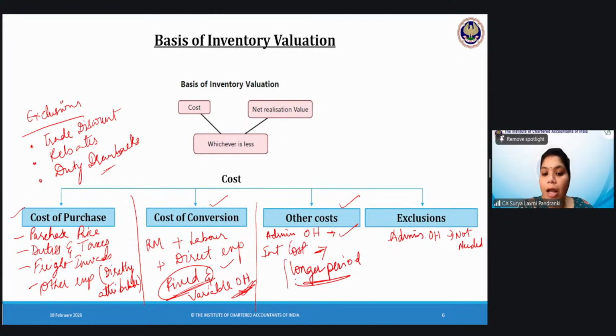Those will be covered under your other cost. This also has a standard borrowing cost. It will be discussed in more detail how borrowing cost is added to the cost of inventory, how it works, and what the conditions are. We will see that. But for now, understand that for any inventory that takes a longer period, interest cost is added.